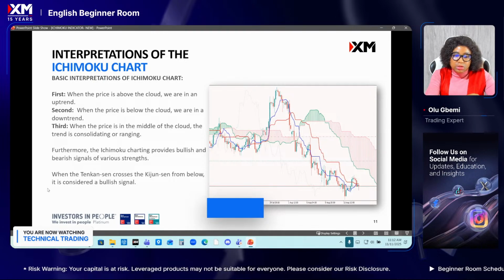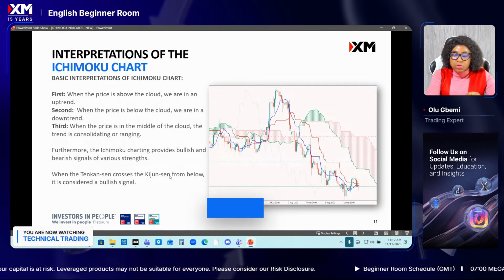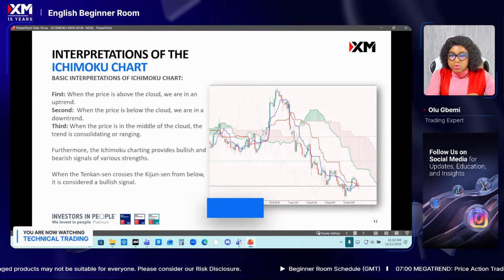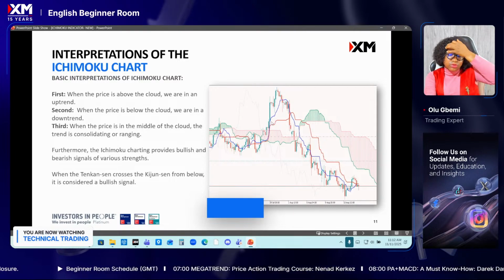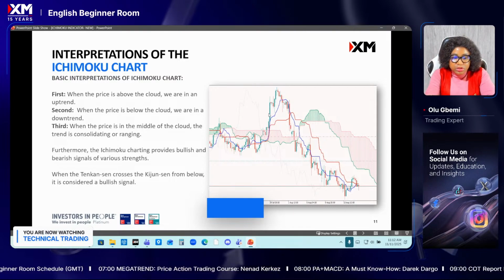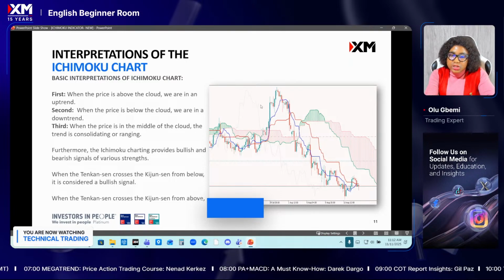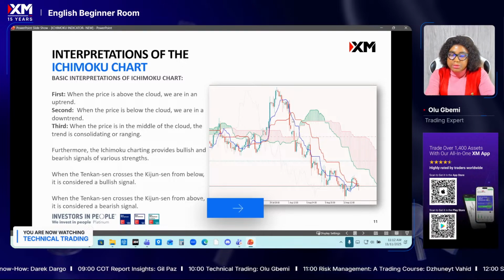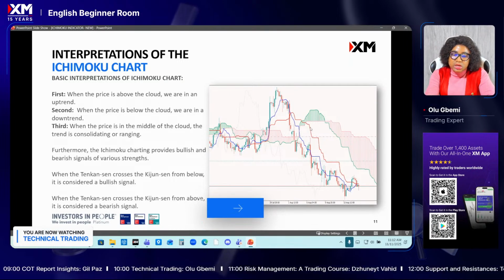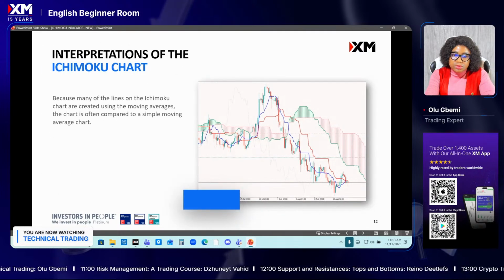So in this case, when it crosses the Kijun line from below, in which case the blue line was initially below the red line, and then it crossed it and went above it, that's kind of confirming the uptrend. However, when the conversion line crosses from above and goes below the baseline, in which case we have the blue line below the red line, then we say that we're having a bearish signal.